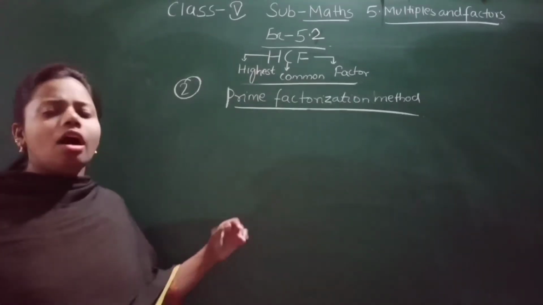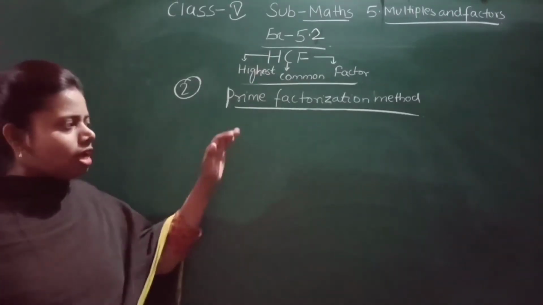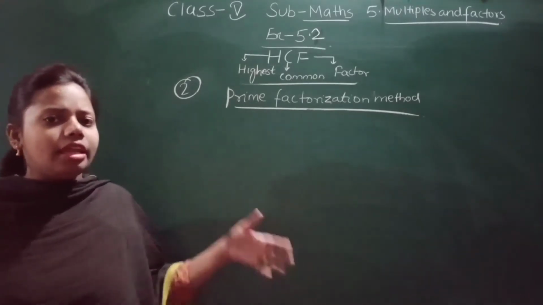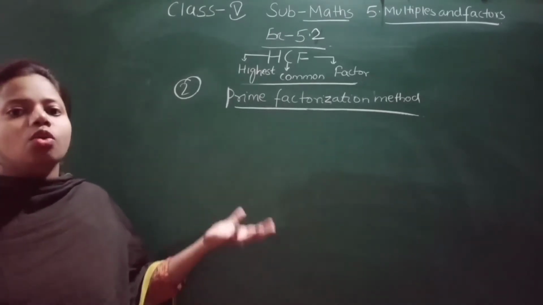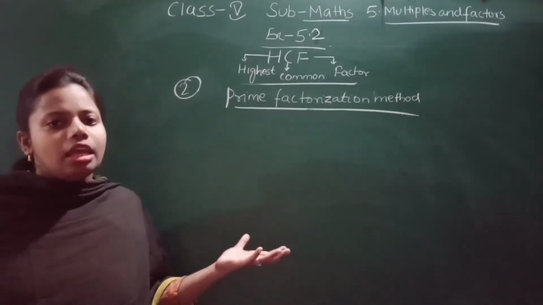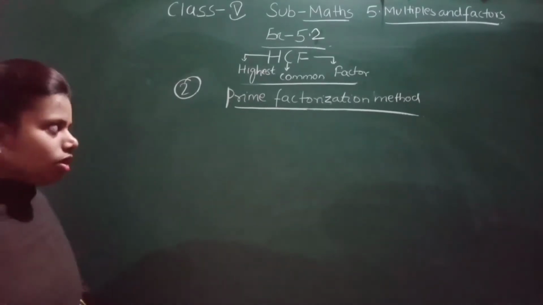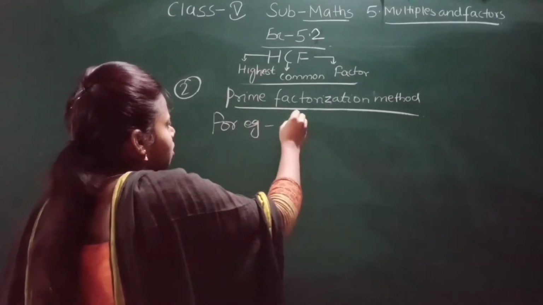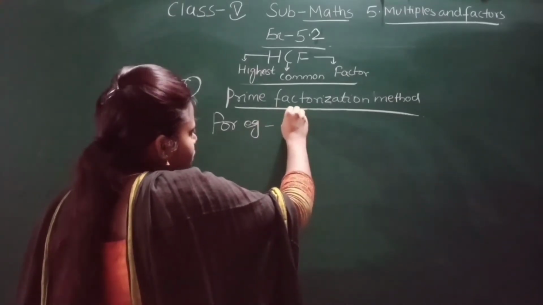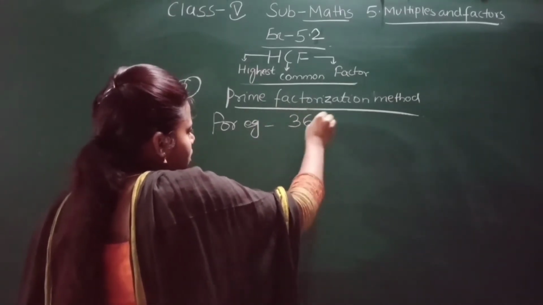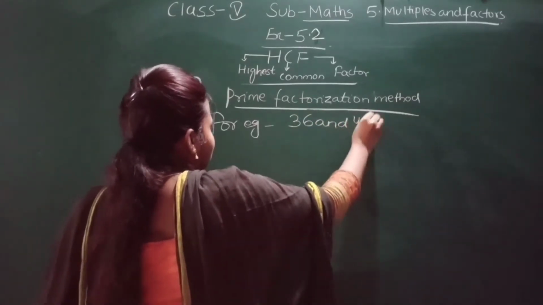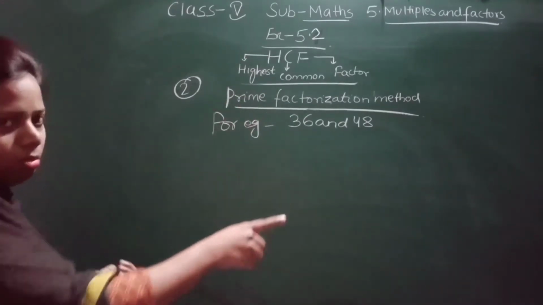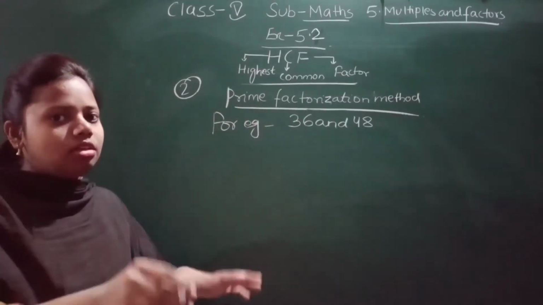Now our next method is the prime factorization method. We are going to find the HCF by using the prime factorization method, and it is very easy. You already know how to find the prime factors, so we can do it very easily. For example, let us take one question. We will find the HCF of 36 and 48. These are the examples I am giving you. And by what method will we find it? By the prime factorization method.